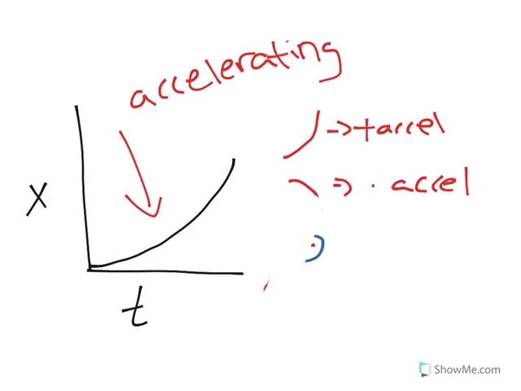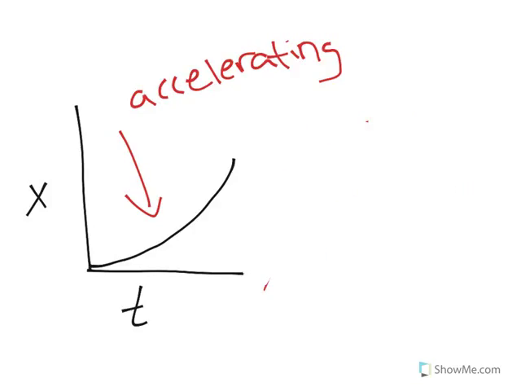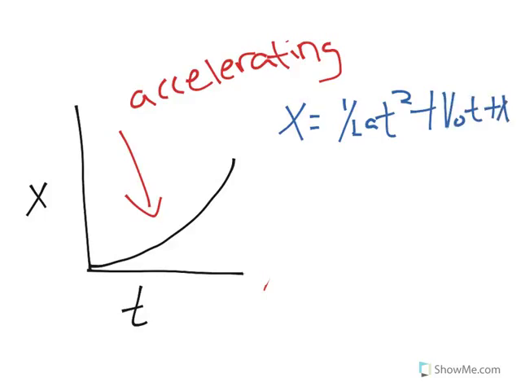In addition to that, we also have the formula that goes with this. So you might want to remember that the formula associated with this graph is x equals 1/2 a t squared plus v naught t plus x naught, where x naught is this position here, v naught is the initial velocity, and 1/2 a is one half of the acceleration. This formula for position will get you the graph of an accelerating object.